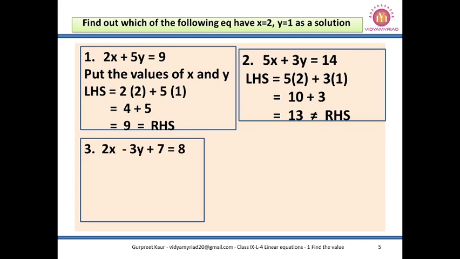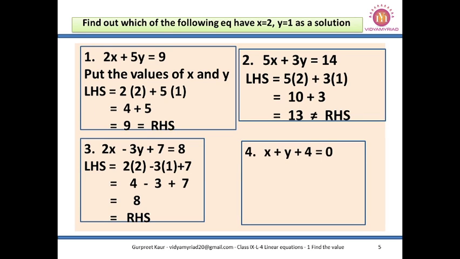Number 3, 2x minus 3y plus 7 is equal to 8. So what does it become? Put the values 2 and 1 in x and y. See what you get. You are getting 8 as your answer in the left hand side. That means your left hand side is equal to your right hand side, and thus x is equal to 2 and y is equal to 1 forms the solution of the given equation.